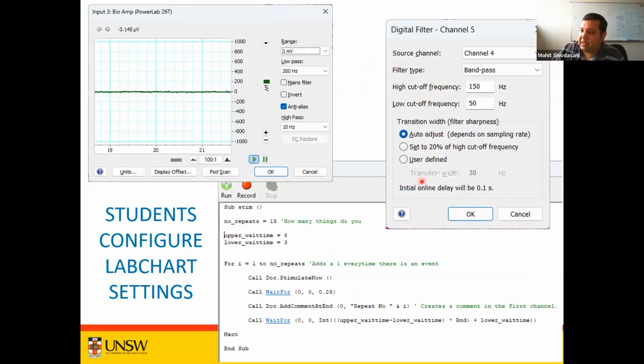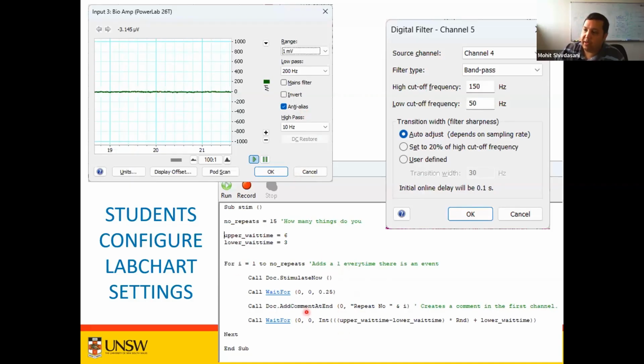So as I said earlier, these are engineers, so we expect them to configure their own settings. So we don't tell them a lot about settings. We don't tell them about noise. They're meant to basically look at the quality of the signal and choose the right filter settings so that they are able to record high quality signals.